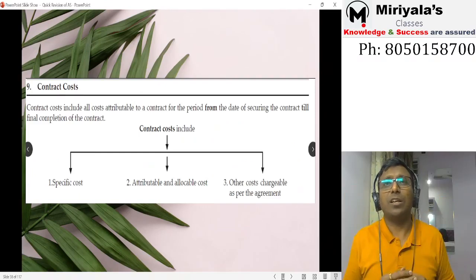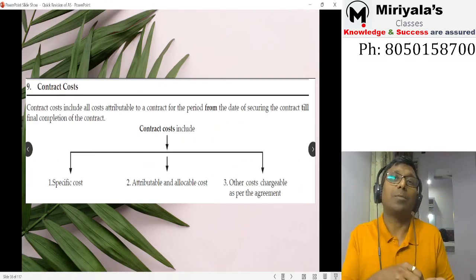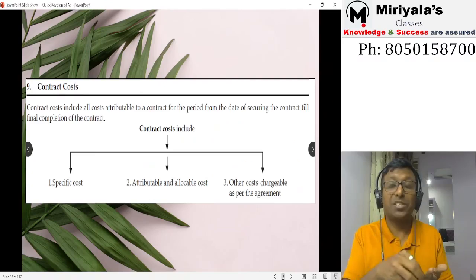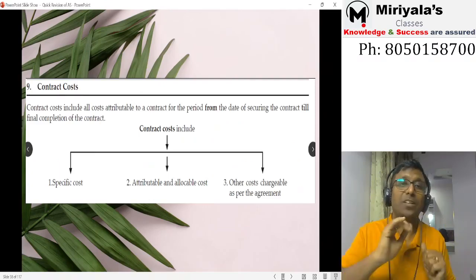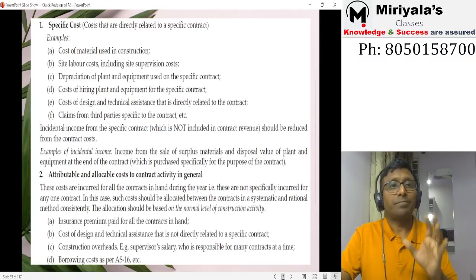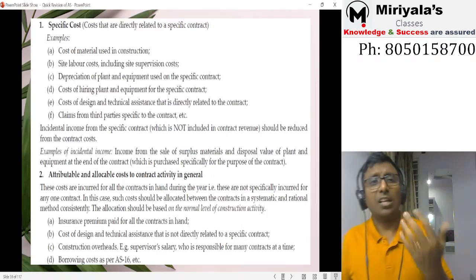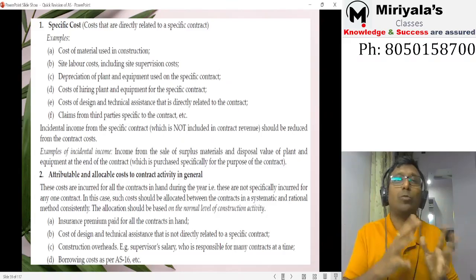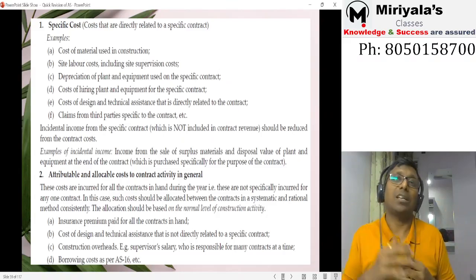So what is specific cost? Specifically incurred for the purpose of the contract. Any raw material, labor, any depreciation related to a fixed asset which is specifically used for this purpose. Any cost of hiring, design, technical, all these things are specifically attributable to the contract. Allocable cost is the second cost.